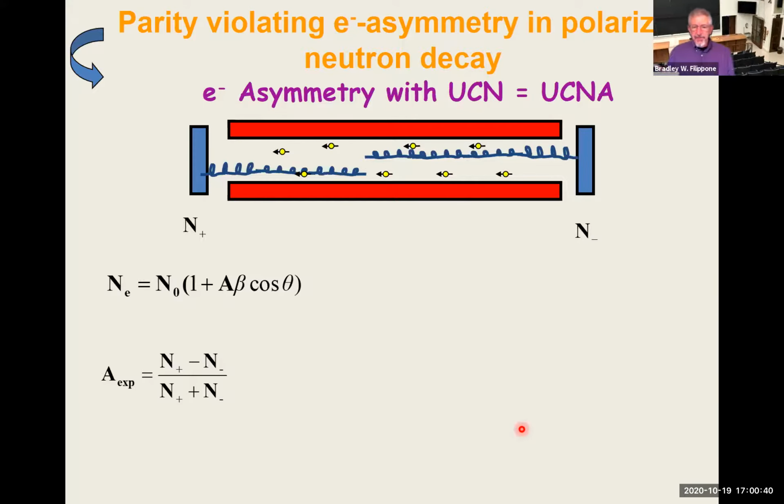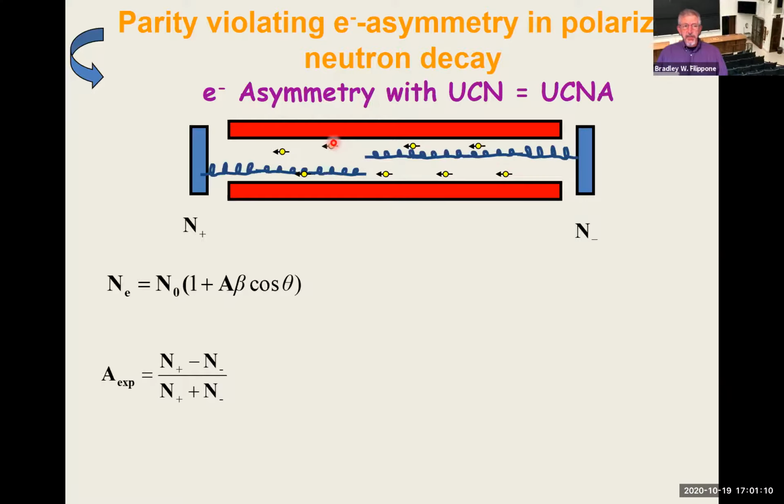So the experiment you have to combine that with in order to extract the weak interaction parameters, you also need an asymmetry. So just like the asymmetries we talked about before, it looks like 1 plus a coefficient times cosine theta. In this case, the coefficient is multiplied by beta, where beta is v over c for the electron. And we're looking for the asymmetry of the electron coming out of the decay with respect to the neutron spin.